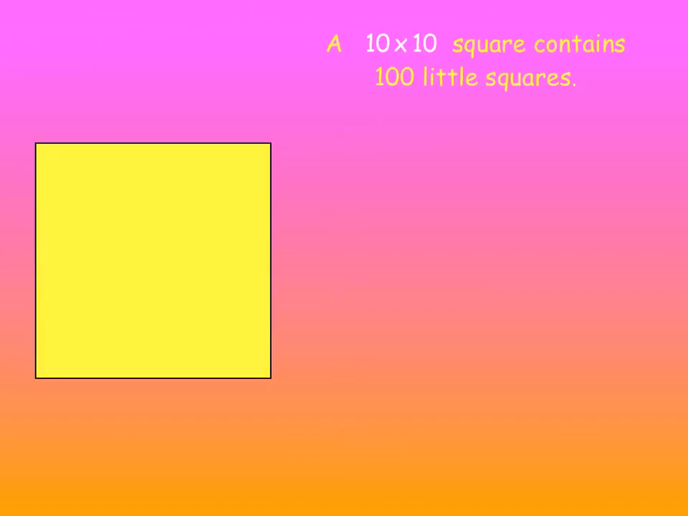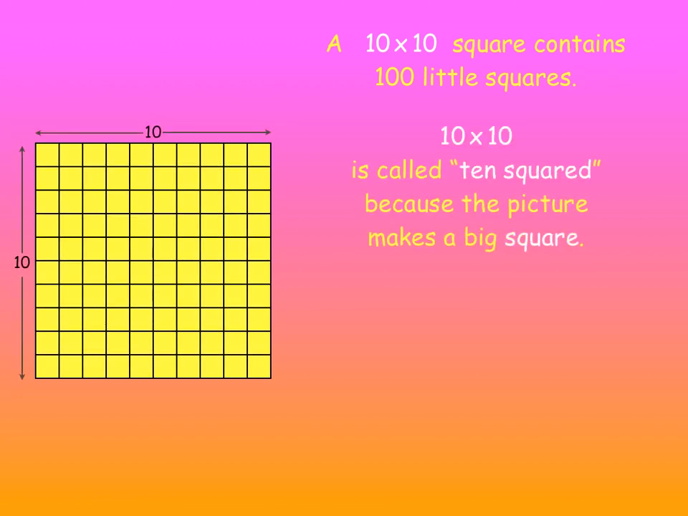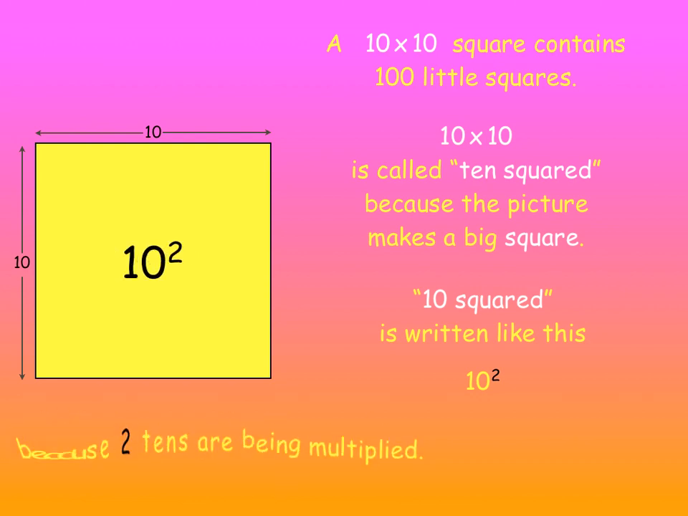A 10 by 10 square contains 100 little squares. 10 times 10 is called 10 squared because the picture makes a big square. 10 squared is written like this, 10 with a little 2 up high, because two 10s are being multiplied.